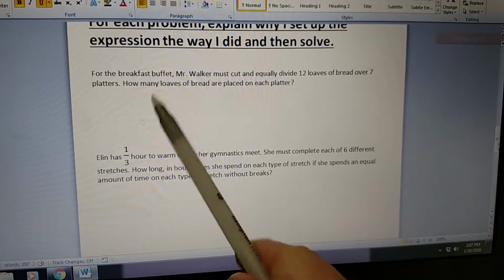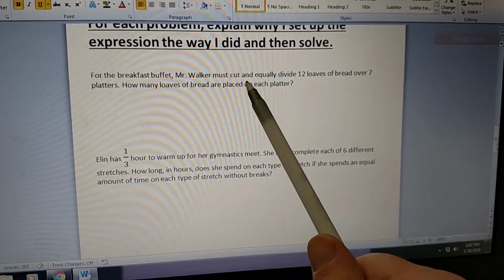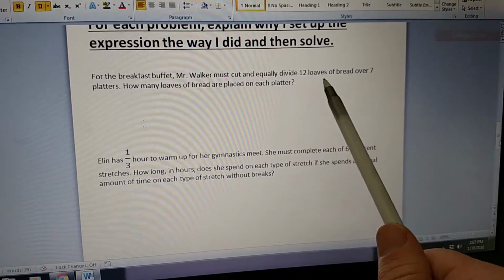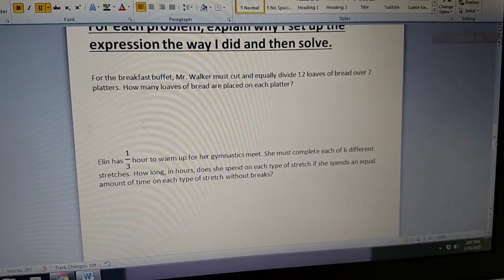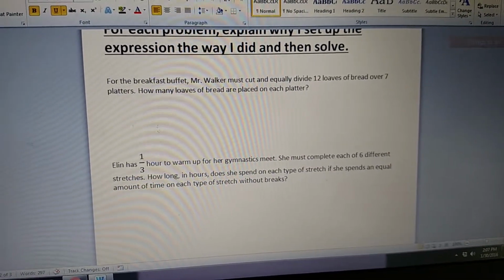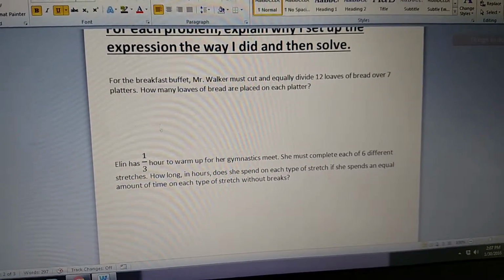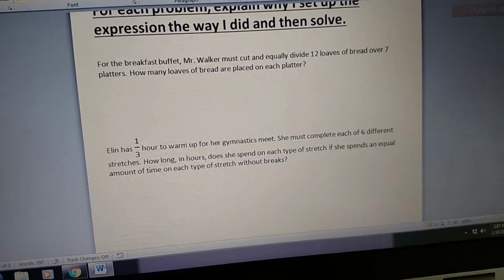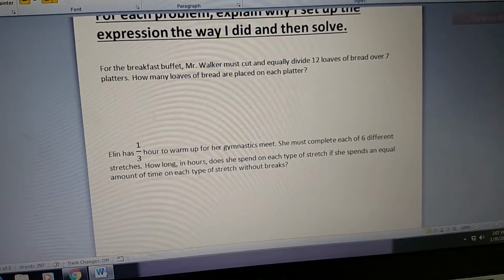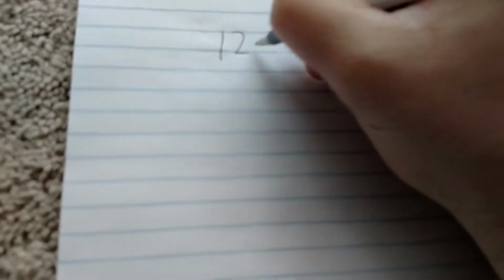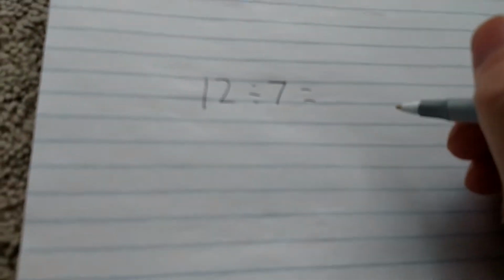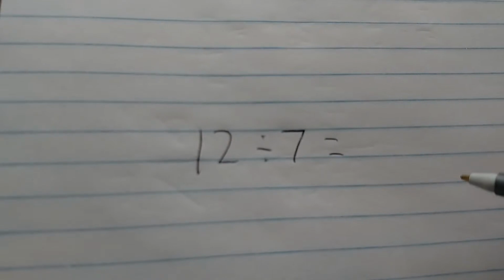So for the breakfast buffet, Mr. Walker cut and equally divided 12 loaves of bread over 7 platters. How many loaves of bread are placed on each platter? So we have 12 loaves of bread, and we're dividing them on 7 platters. So that means we're doing 12 divided by 7. And that's what it's going to look like, 12 divided by 7.